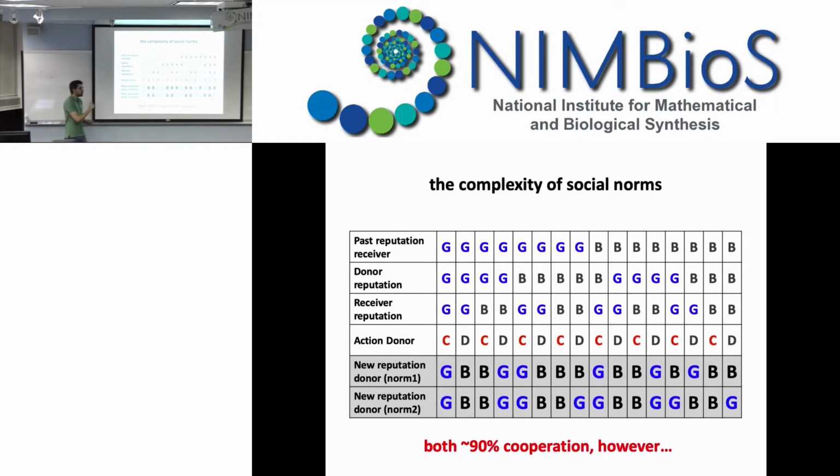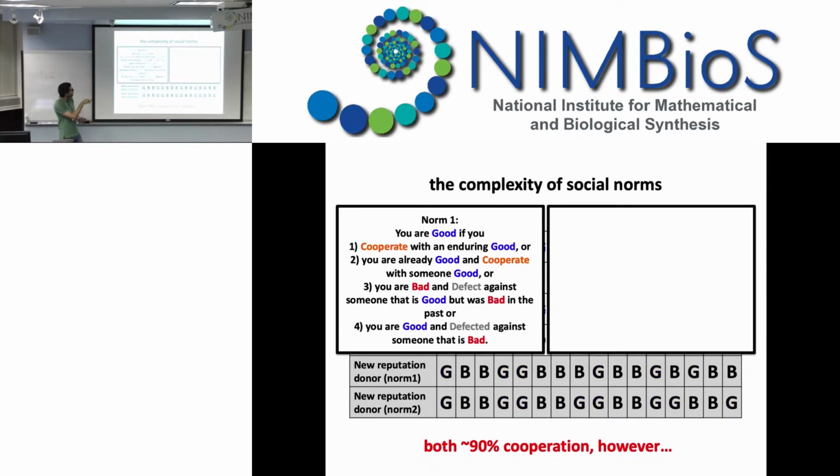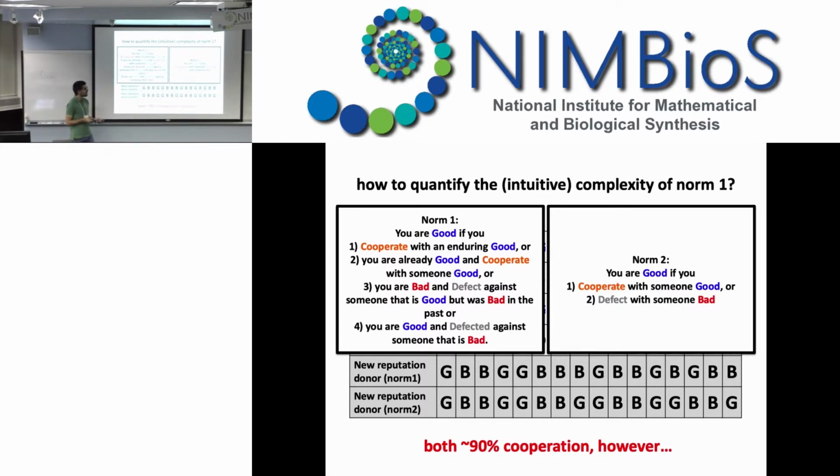But if we look carefully at the meaning of these norms, we can realize that norm 1 is telling that an individual is good if they cooperate with an enduring good. So enduring good, someone that is good now and was good in the past. Or an individual is already good and cooperates with someone that is good, or is bad and defects against someone that is good but was bad in the past, or is good and defects against someone that is bad. Whereas norm 2 is saying that an individual is good if they cooperate with someone good or defect with someone bad. So intuitively, there's a difference in the complexity of these two norms. And now the challenge is to somehow quantify this intuitive complexity.